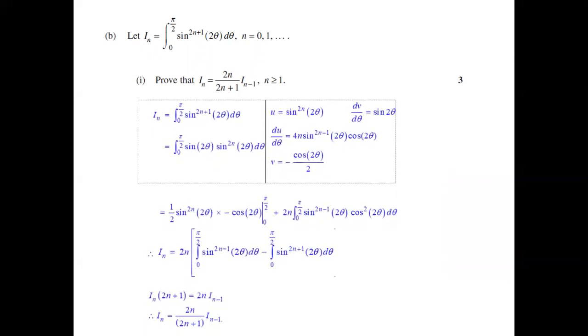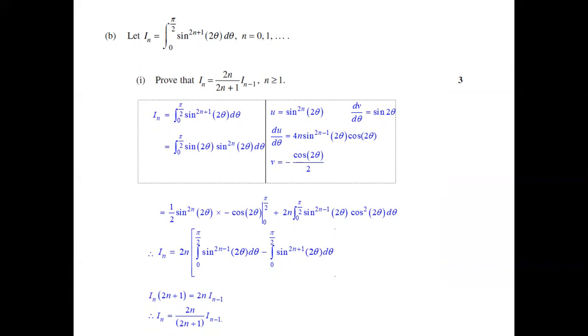For part B, part 1, the students have to prove that In equals 2n over 2n plus 1 times In minus 1. So method 1 is the student needs to recognize that in this case here, the split is sine 2 theta, or sine to the 1, 2 theta, and sine to the 2n, 2 theta. So the split is 1 and 2n.